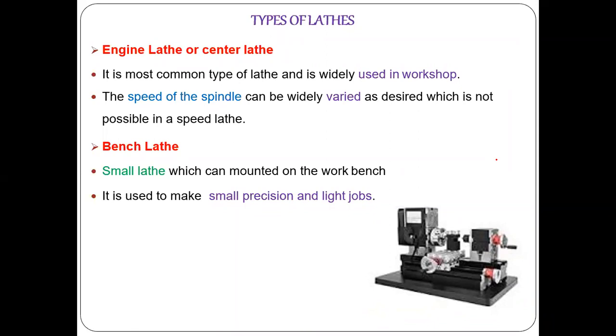The speed of the spindle can be widely varied as desired, which is not possible in the speed lathe. There is one more type of lathe, the speed lathe, which I will explain in the next slide or after that. In this engine lathe, we can normally change the speeds. You can keep it at 200 RPM, as well as 500 RPM. These changes happen by changing the gear mechanism. Our lathe has gears, just as in our vehicles we change the speed. In a similar way, we can change the speeds of the engine lathe. For that, we have a gear mechanism.